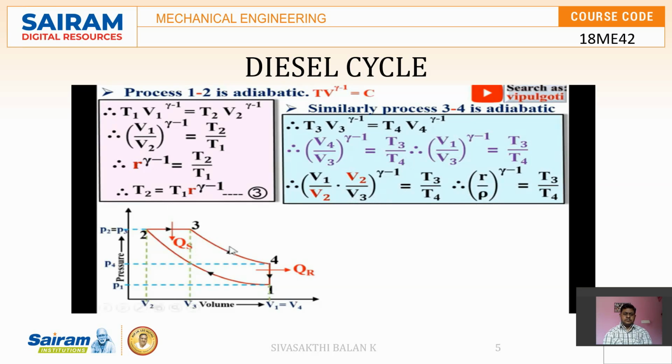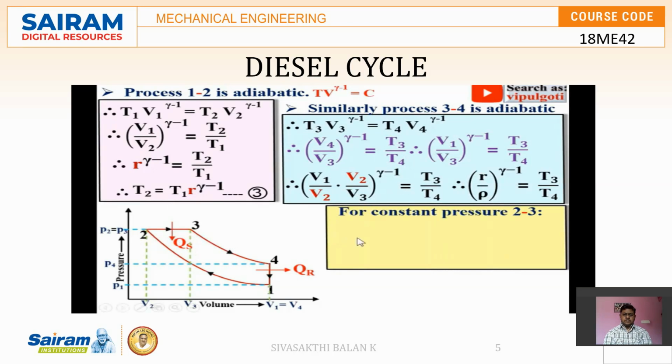Now I am going to consider the process 2-3, that is a constant pressure process. And I know that in generalized form, P V upon T is equal to constant. Here pressure is constant, so I can say V by T is constant for the process 2-3. So I can say V2 by T2 is equal to V3 by T3. Rearranging this, T3 by T2 is equal to V3 by V2. And you know that V3 by V2 is the cutoff ratio, that is rho. So I can say T3 is equal to rho into T2.